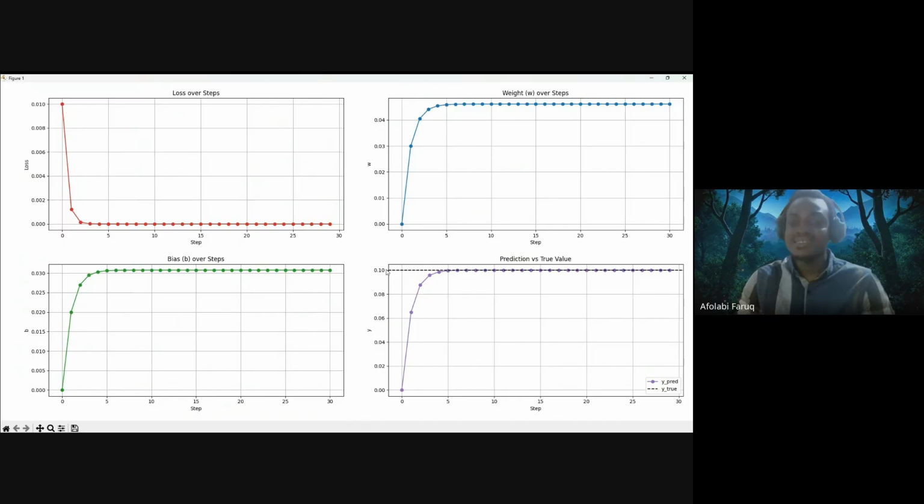I'm very certain that by following through with this session, you have been able to truly understand how backpropagation works.